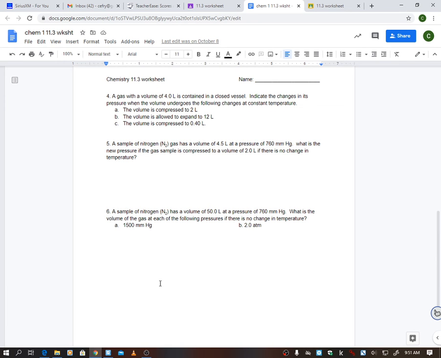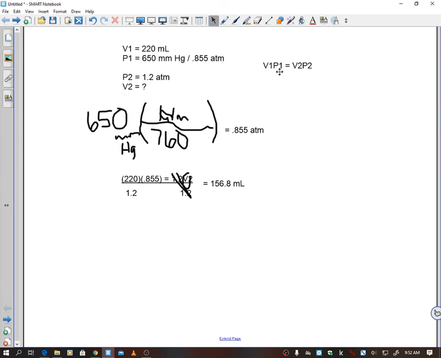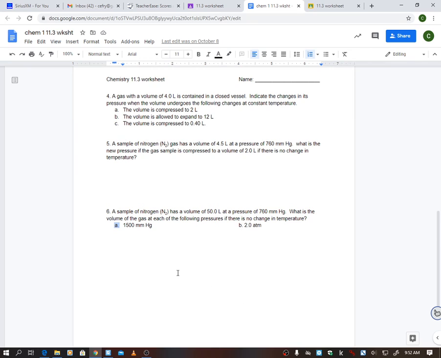All right, now on number 6, you are doing the same thing. You have your initial volume and your initial pressure, and they're giving you a new pressure, so they want to know what the new volume is. Here, millimeters of mercury and millimeters of mercury are the same unit, so all we need to do is take 50 times 760 and divide by 1500. You're just taking these 3 numbers and plugging them into this equation right here. Your answer for A should be 25.3.